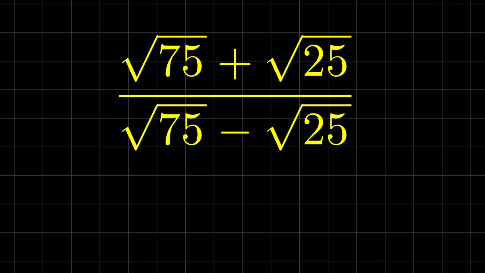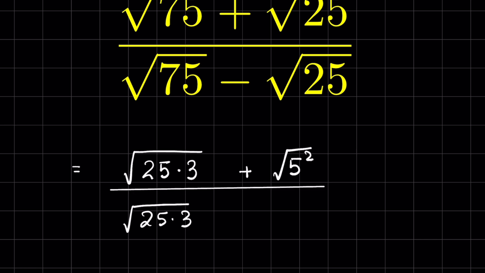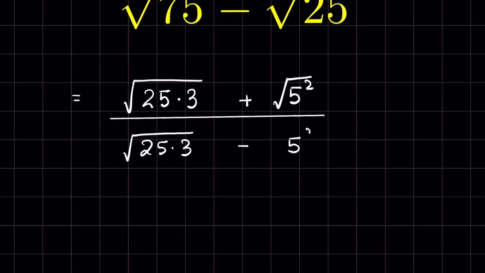Simplify (√75 + √25) upon (√75 − √25). How to simplify this? To simplify this question, let's first simplify the radicals. So 75 we can write as √(25 times 3) plus √25 as √(5 square), upon again √(25 times 3) minus √(5 square).